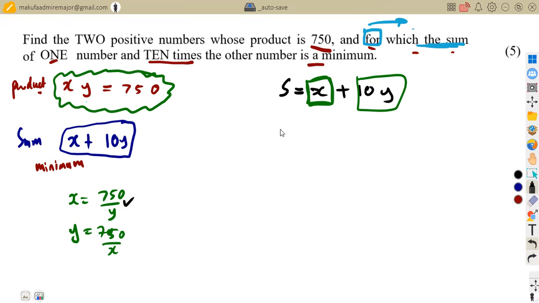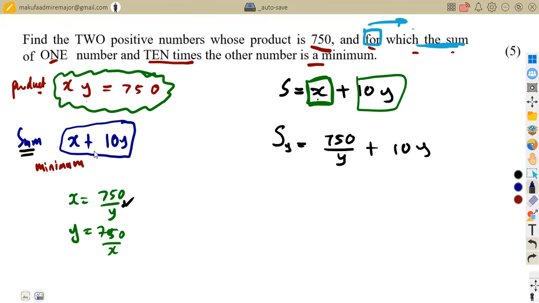So we shall have the expression for the sum, which is s, in terms of y. The moment we substitute x here in terms of y, because this x is in terms of y, it's 750 over y plus 10y. We are now having the expression for the sum in terms of y. This was just an expression for the sum in terms of x and y at the same time, but now we just need this in terms of one variable, either in terms of x or in terms of y. So here I choose to use y.